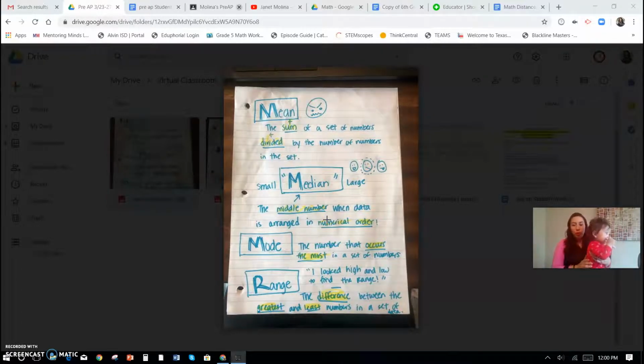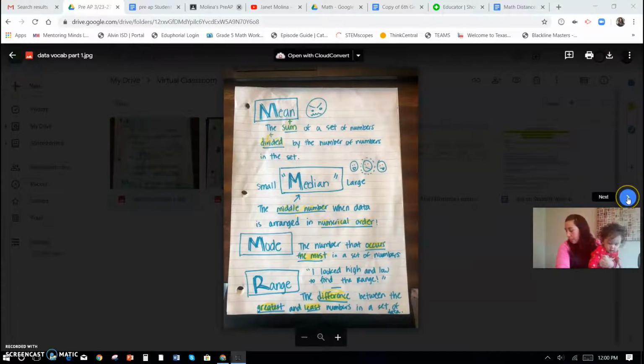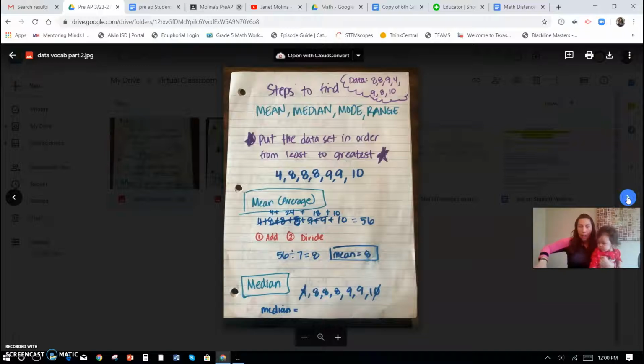Next word, mode. The mode is the number that occurs the most in a set of numbers. And the range, what I use is the saying, I look high and I look low. And then after you've looked high and you've looked low, you find the difference between the greatest and the least numbers in that data set, and that's your range. So let's get into some examples.